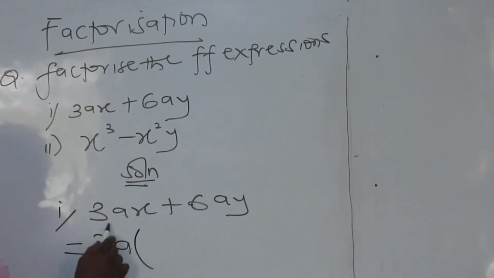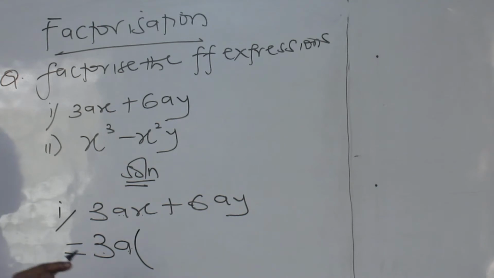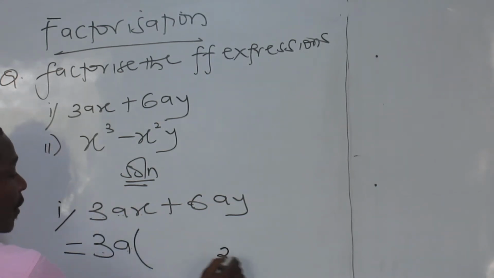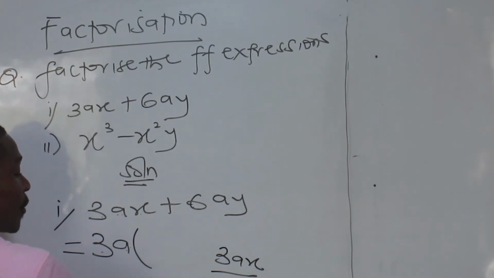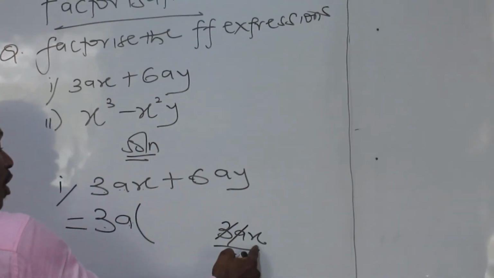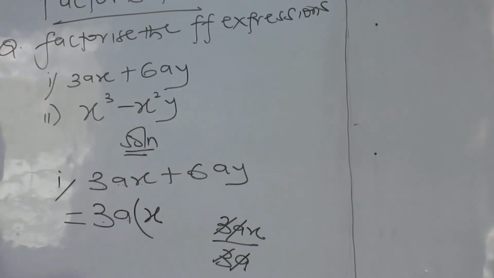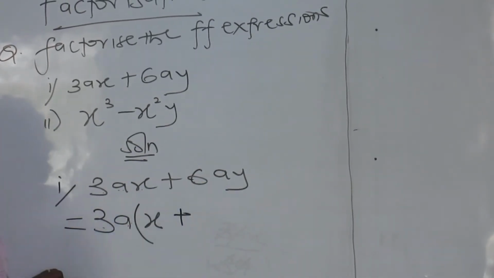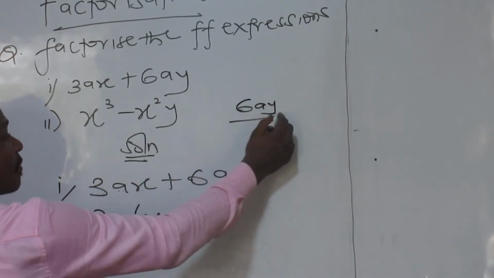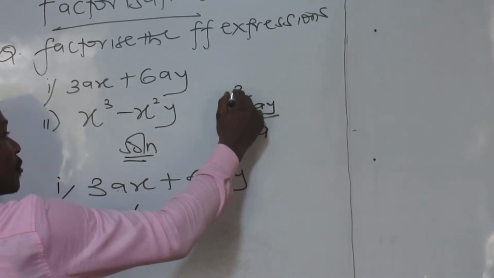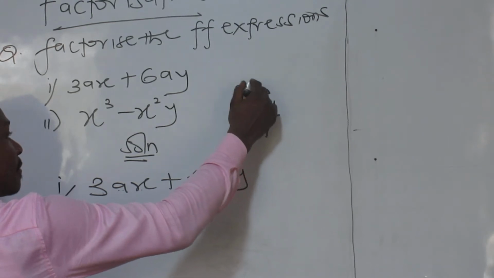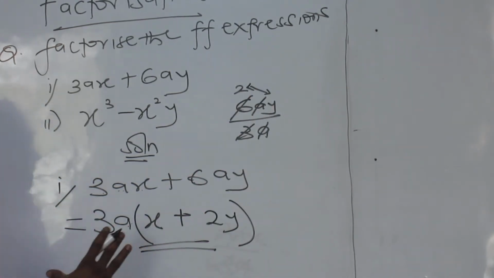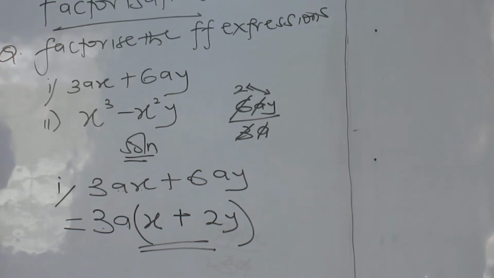Now 3a going into 3ax. What does it mean by something going into something? 3ax. I have 3a going into it, so I'll be left with just x. Can you see that? Now 3a going into 6ay. I have this. This is 2. You can see you have 2y. This is factorization in simple terms.